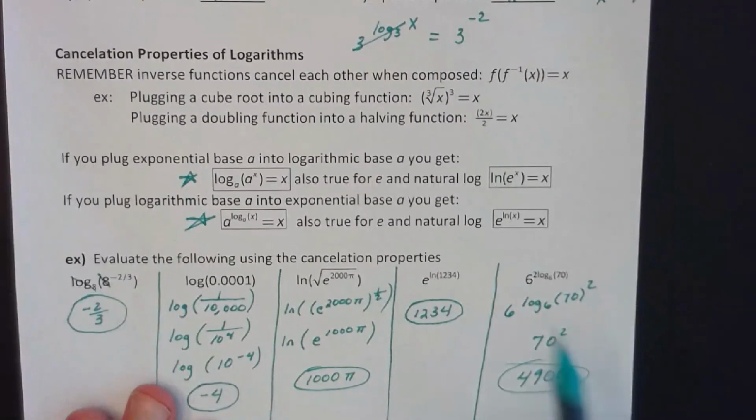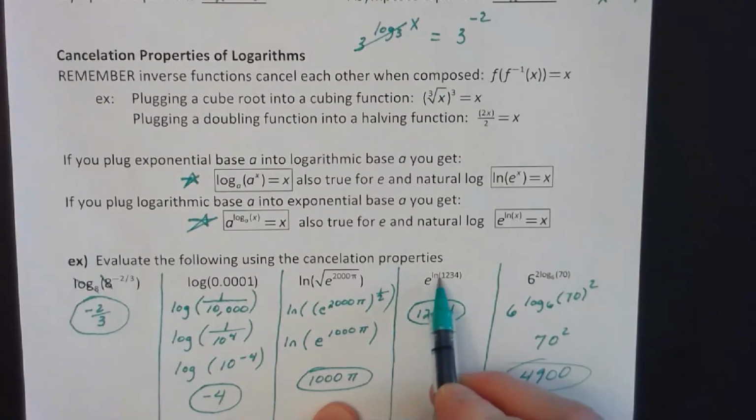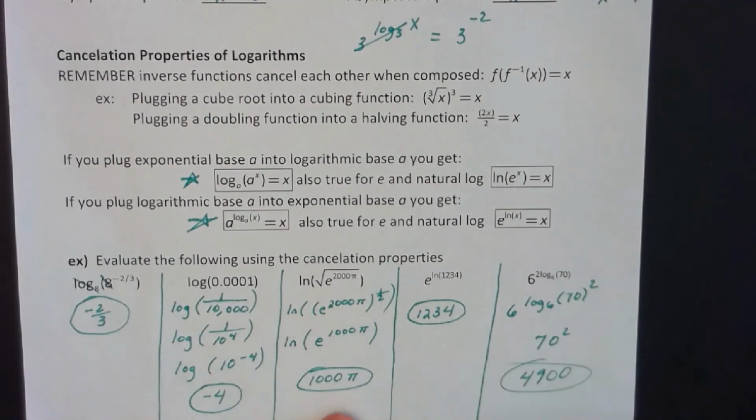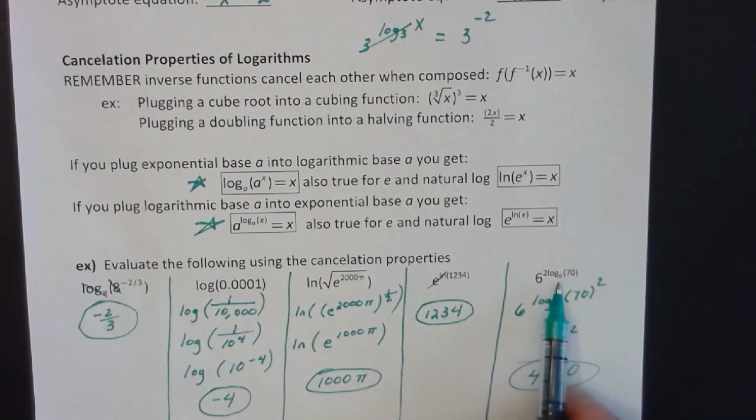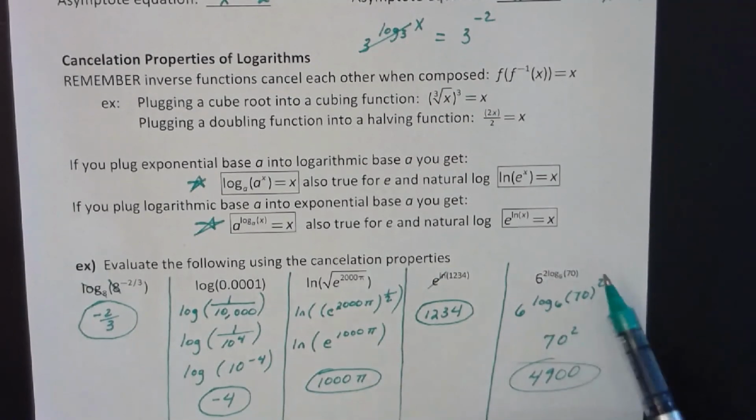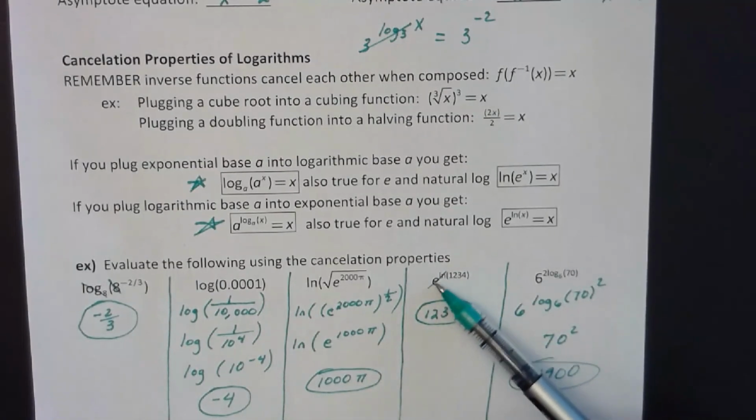Gorgeous. For the next one here, e raised to the natural log of 1,234. In that case, the e and the natural log are right beside each other. They do cancel out. The next one, more fun, because you see 6 and a log 6. Instantly, a lot of people would just want to say, hey, those two cancel. Well, don't you have 2 times 70? No, no, no, no. They can't cancel unless they're immediately beside one another, like the e and the natural log were in the last problem.